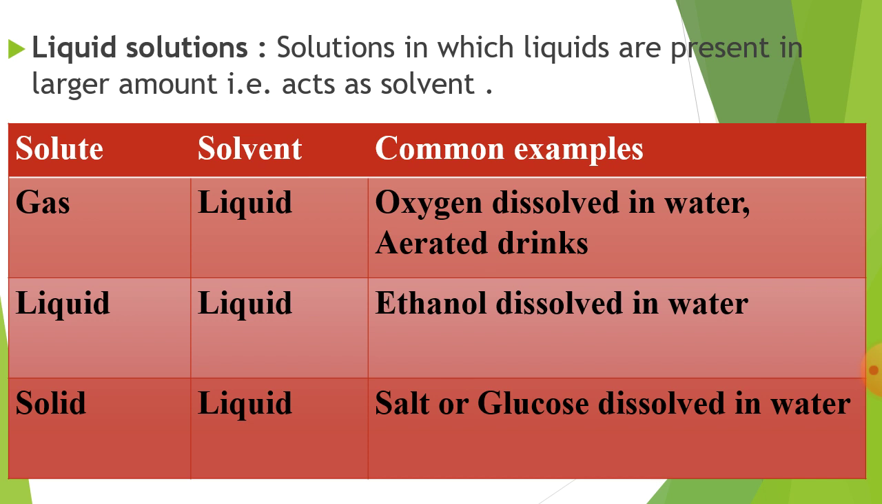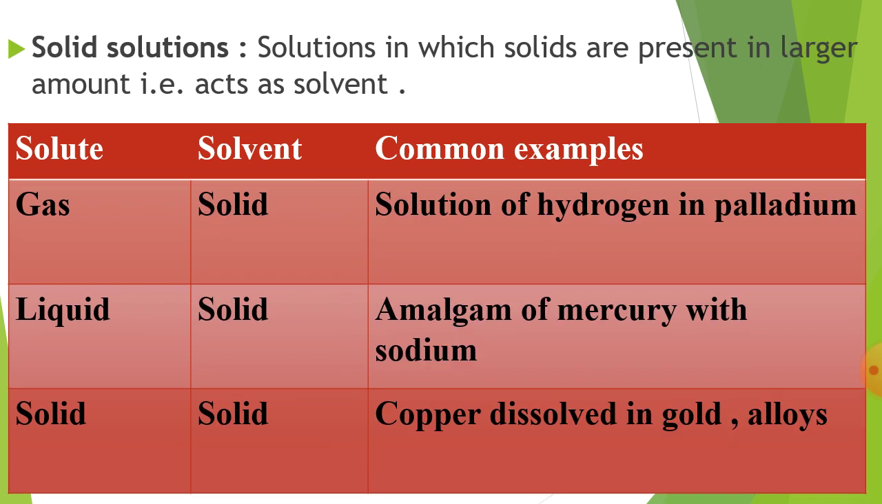Next, solid solution. Solution in which solids are present in larger amount, that is solids act as solvent. Again here solvents are solid, but solute may be gas, liquid or solid. The examples are given in the table. Look again. Gas in solid, common example, solution of hydrogen in palladium, Pd.